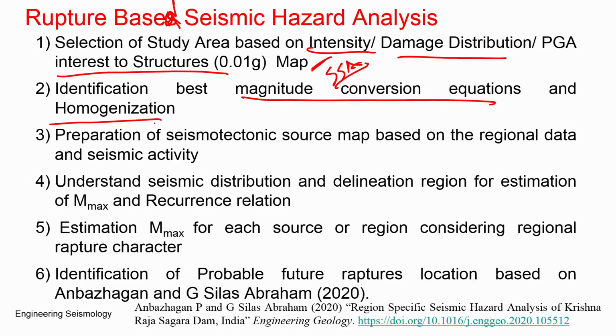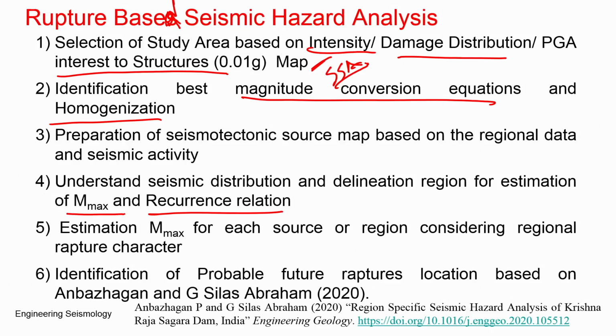You can take regionally available data, like we have said on LLH, no? A similar kind of approach you can adopt to identify the best magnitude conversion equation and try to homogenize the catalog. Once you homogenize the catalog, try to prepare a seismotectonic map using the regional sources and the activity in the region. Once you are done with that, try to estimate Mmax and the regional recurrence relation.